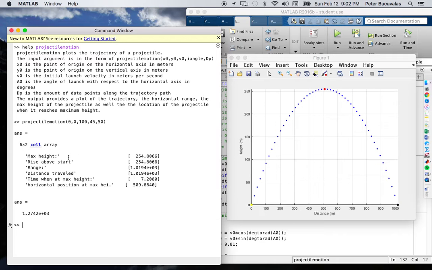Okay, and you can see here the output showing the max height, the rise, the range, the distance traveled, as well as its location when it reaches its maximum height. So let's see here, we'll go ahead and run that again. We'll change some of the inputs.